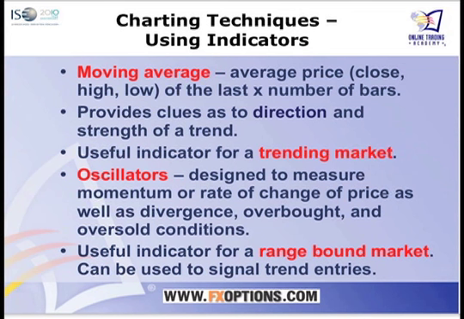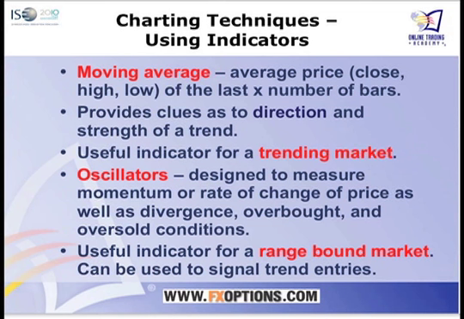If you're not very comfortable drawing trend lines, you can always use a line that actually measures the average price of the last X number of bars. You can pick the number. I happen to prefer 30 and 10 for my weekly charts, and I use them on intraday charts too. The moving average will provide clues as to the direction and the strength of the trend. It's a very useful indicator for a trending market.